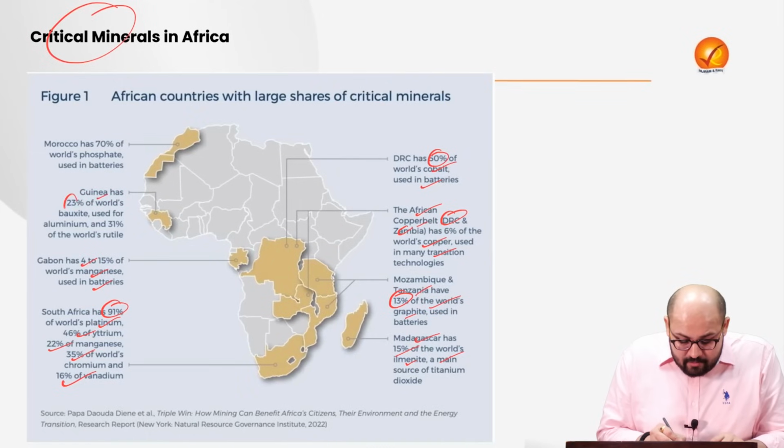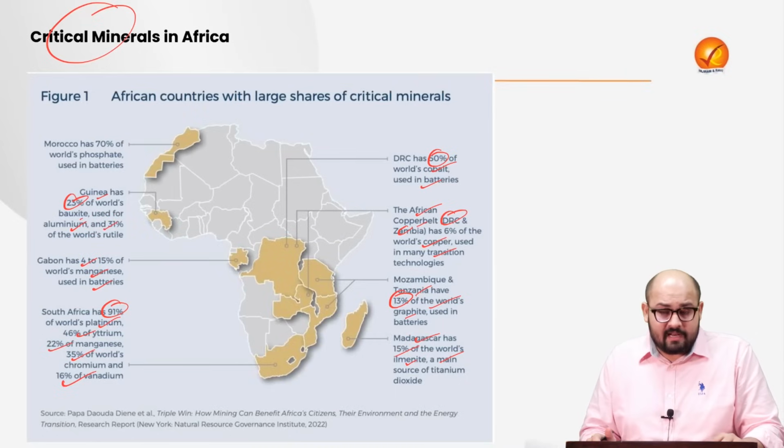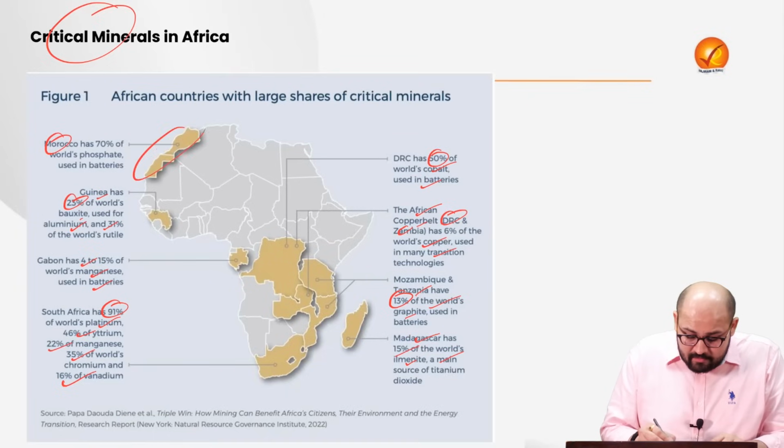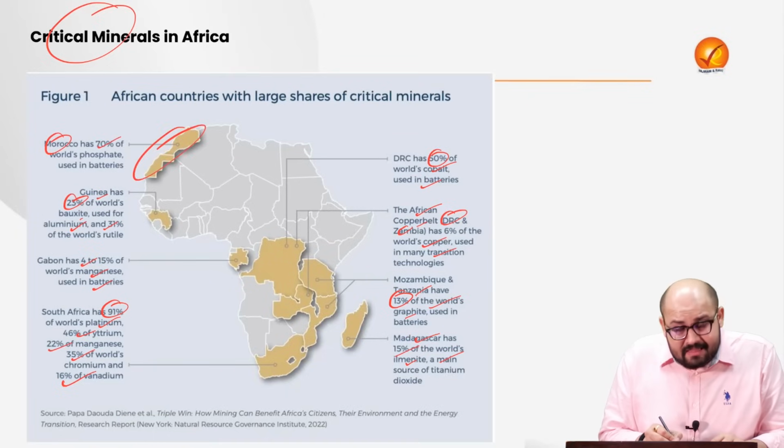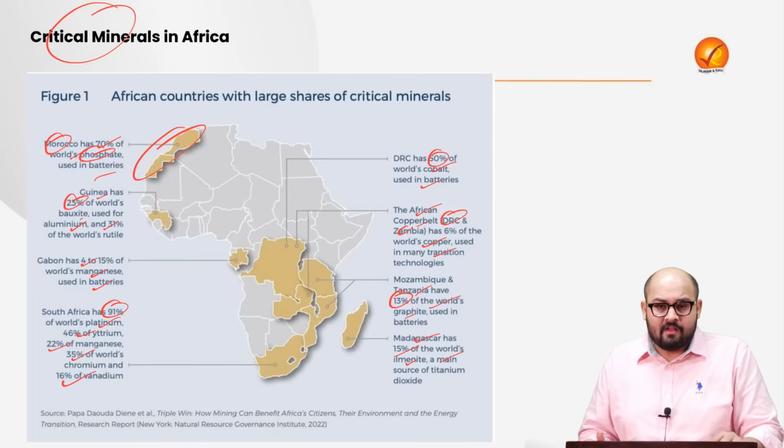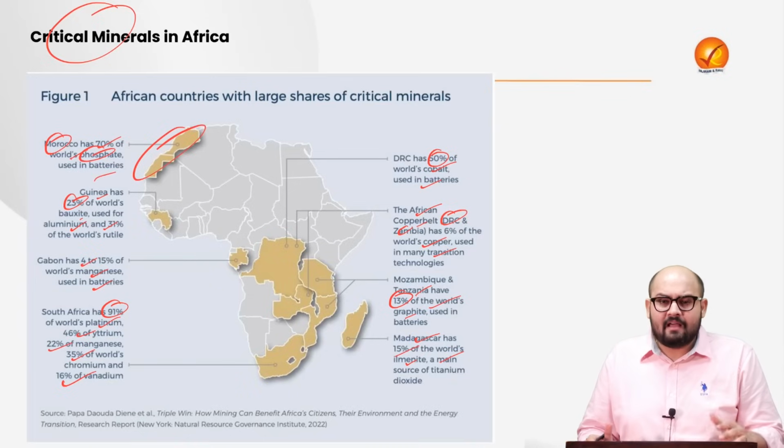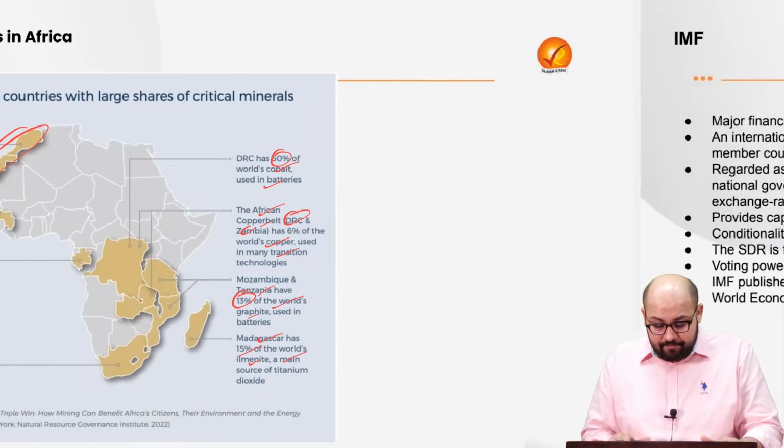Then Guinea has 23% of the world's bauxite, which is used for aluminium, right? Then it has 31% of the world's rutile. Coming to Morocco, it has 70% of the world's phosphate used in batteries. So this becomes really important, and as I said, a question has already come in the preliminary exam.